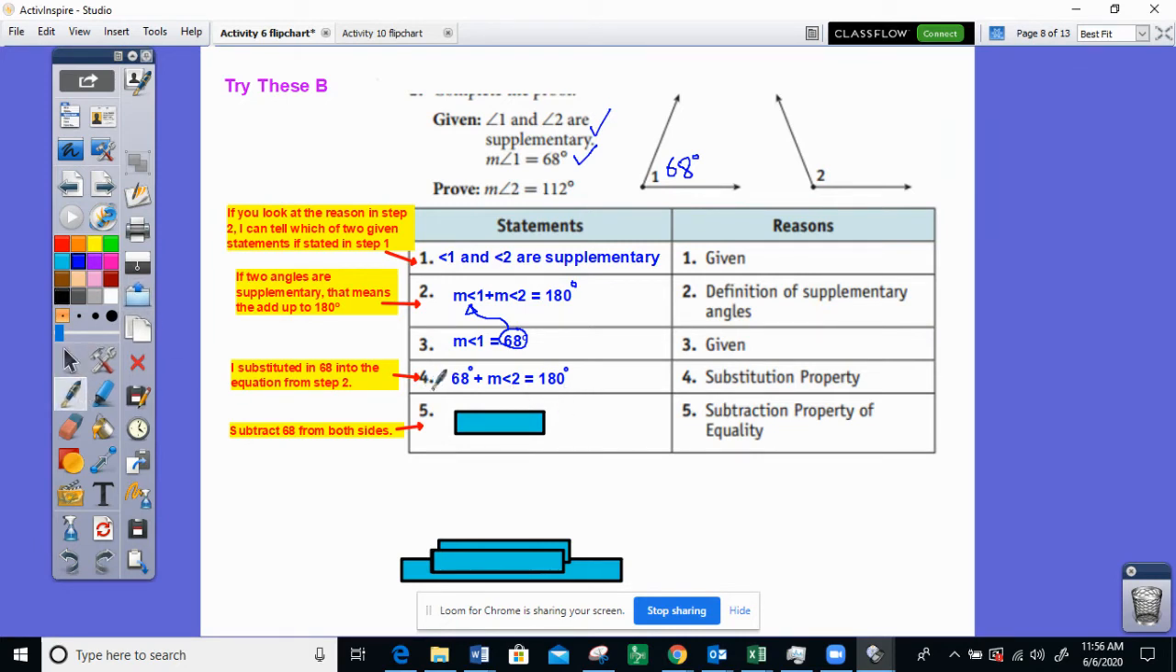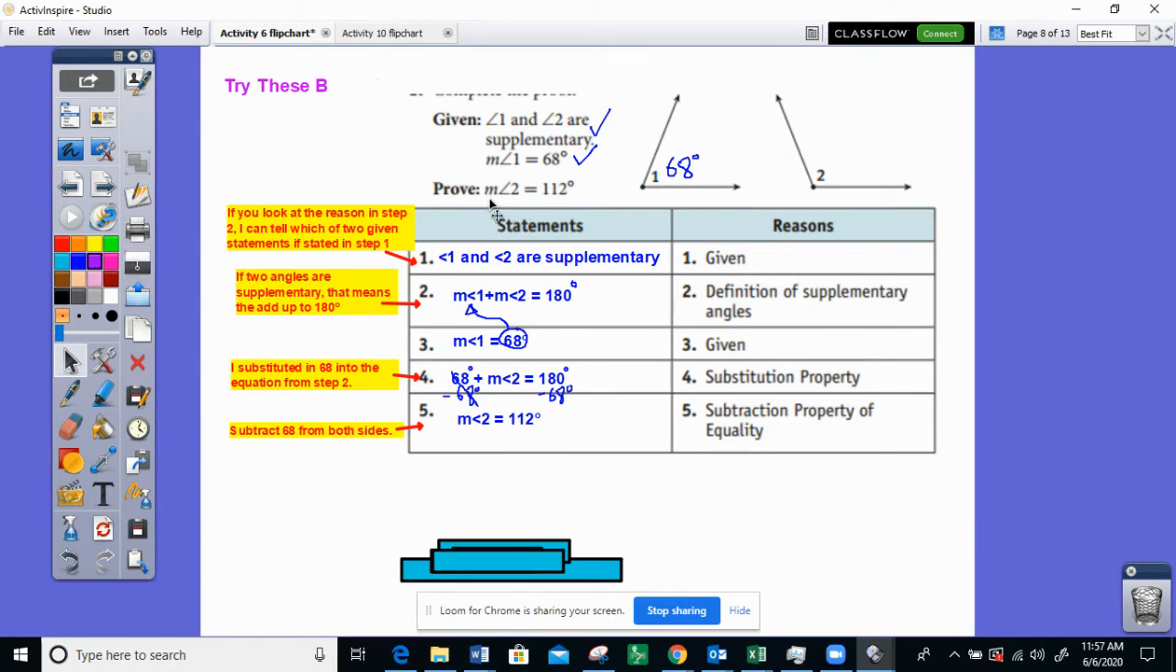And then since the last reason is the subtraction property of equality, if we subtract 68 degrees on both sides of the equation, that's a valid thing to do. The golden rule of algebra says if you do one thing to one side, you have to do it to the other side too. Bam, those cancel out. And that leaves us with the measure of angle 2 equals 112 degrees.